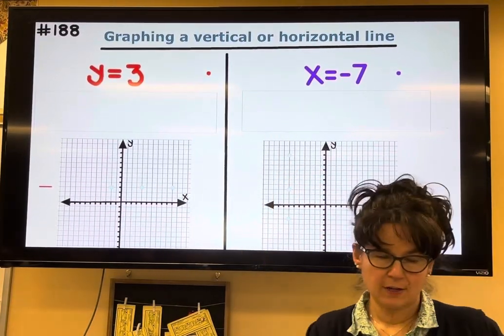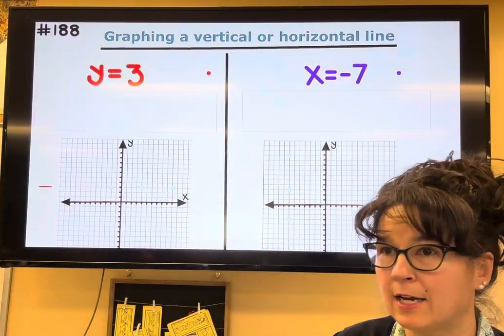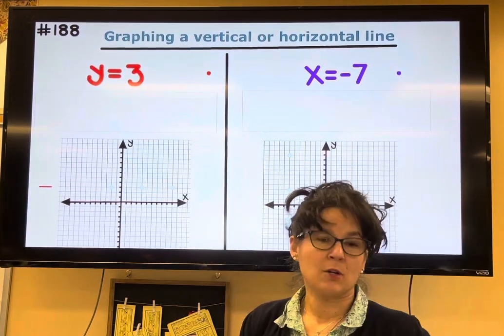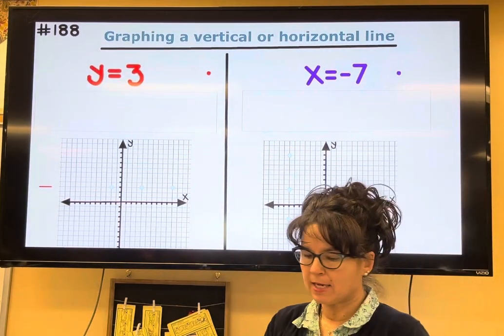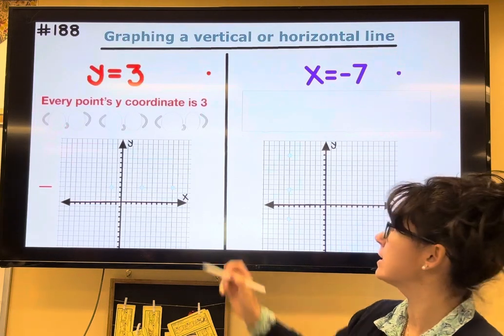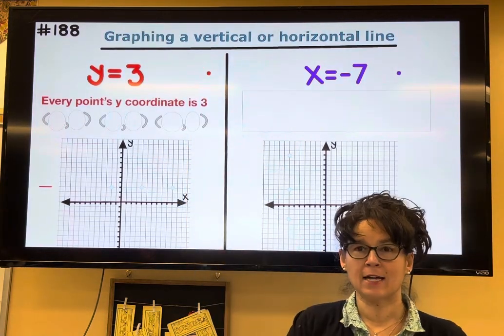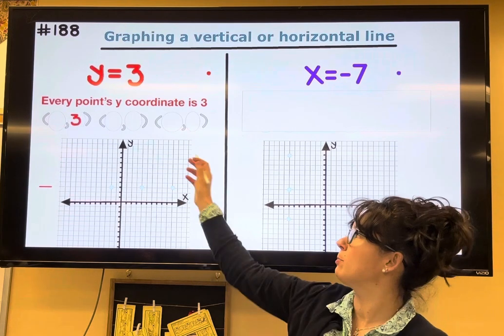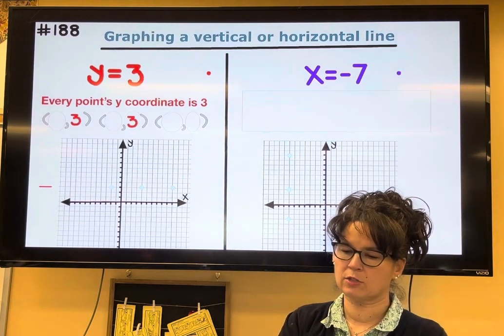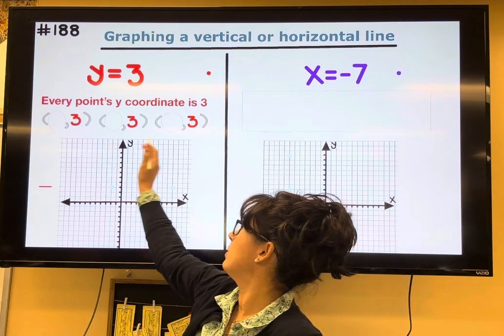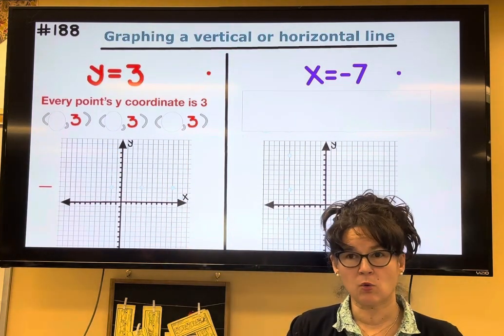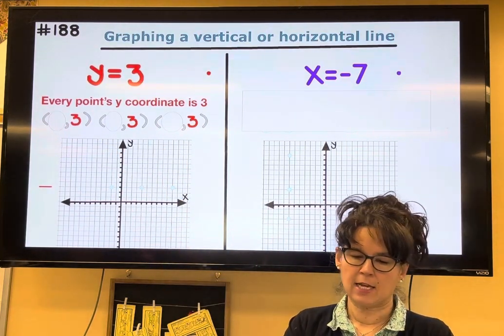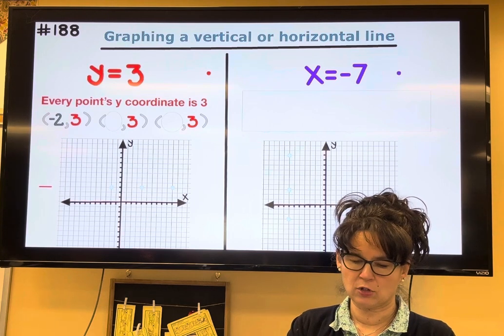If you want to graph a vertical or a horizontal line, y equals 3 really means that every single point on the line has a y coordinate of 3. So if I have a whole bunch of points, I'm going to make all the y coordinates 3. Then you can pick any number you want for the x coordinate. So let's say I randomly select -2.